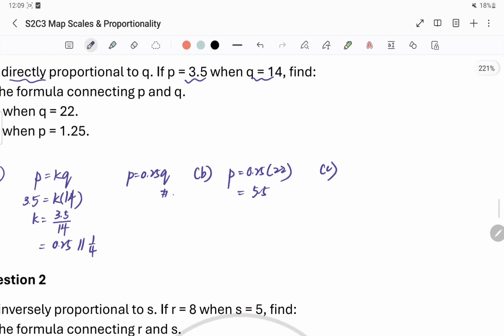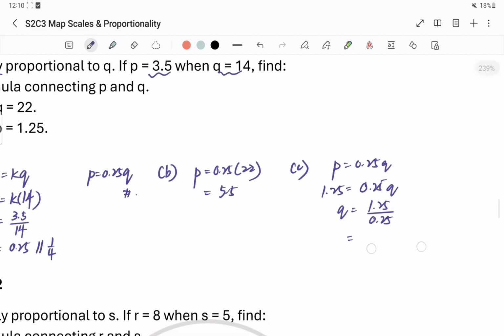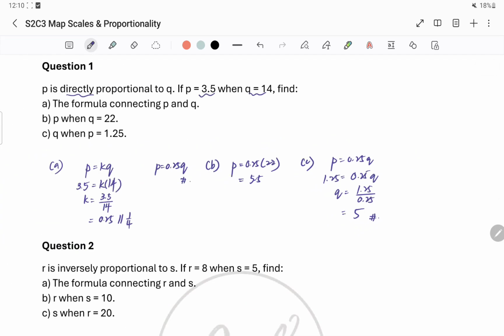Then let's say the question says you want to find Q, means that when P equals 1.25, you need to substitute P equals 1.25 equals 0.25 times Q. So make Q the subject, you get 1.25 divided by 0.25. So you can press your calculator over here. You should get 5. Okay, so question A, B, C.